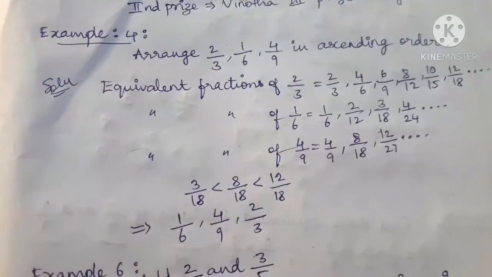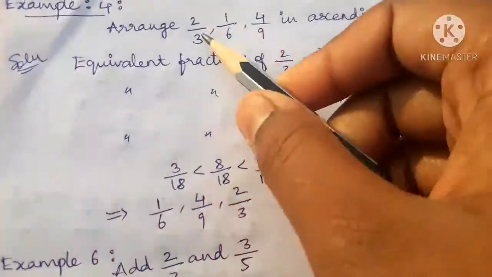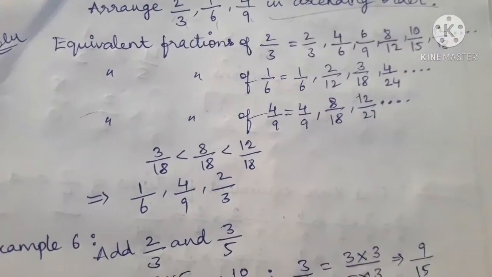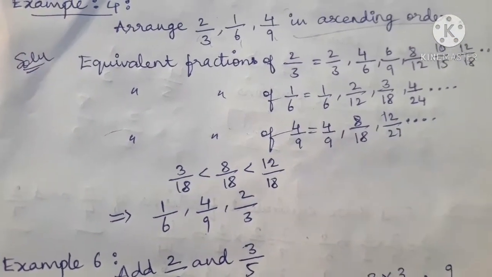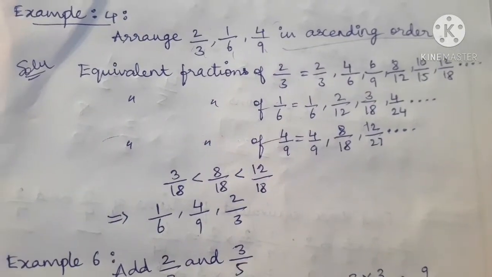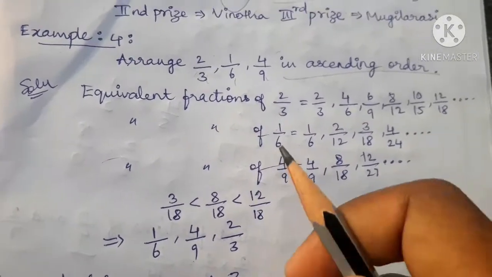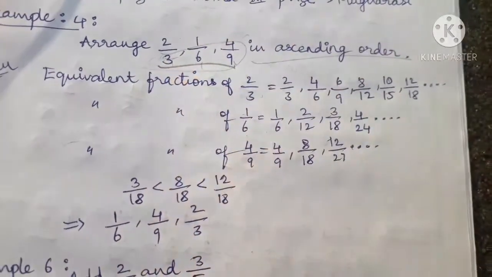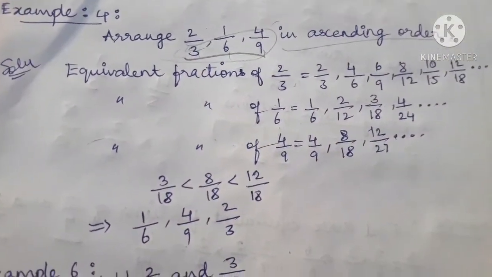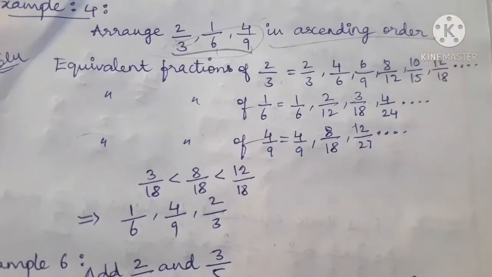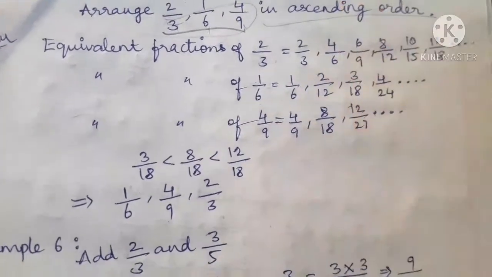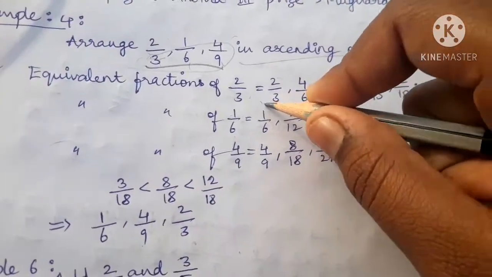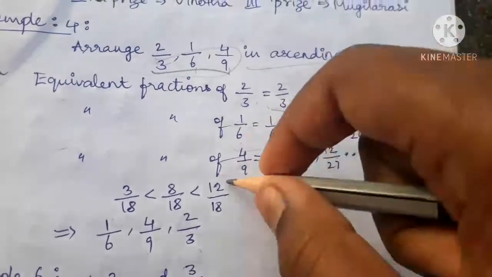So now let us move on to the fourth example. Arrange 2 by 3, 1 by 6 and 4 by 9 in ascending order. While comparing and arranging, you should just use the like fractions method only. You cannot use another method for it. For all these numbers, 18 will be the common multiple. You can check. So you should just take 18. I am writing the equivalent fractions in order.